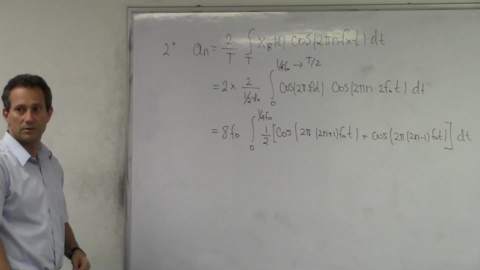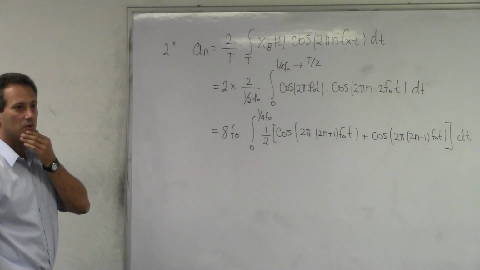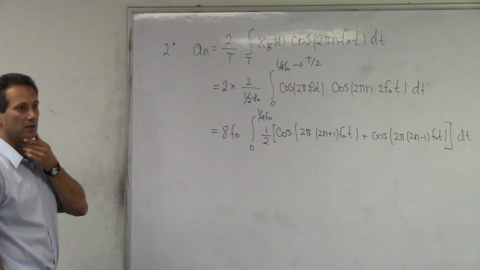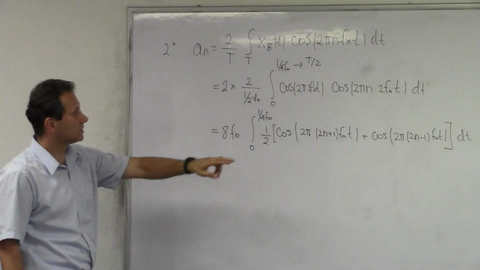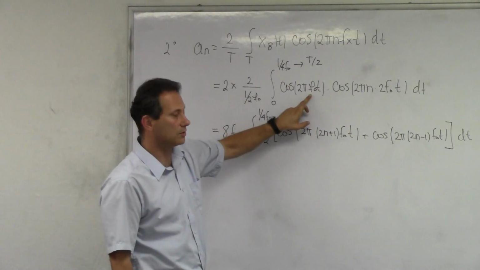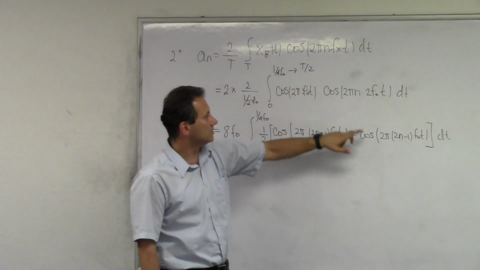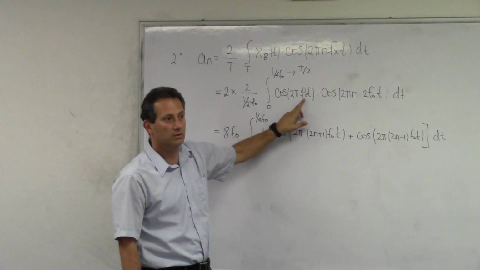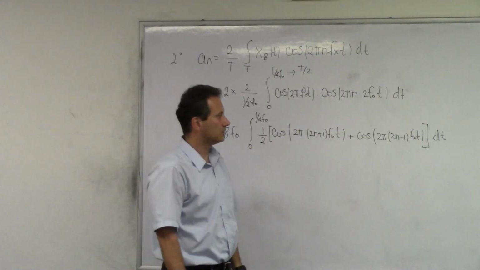Just expressing the cosine of the product as sum of the cosine of the sum and cosine of the difference. This is the sum, right? You have 2n f0 from here, and then you have 1 f0, so 2n plus 1. And this is the difference, 2n here, and then minus this f0, so 2n minus 1 times f0.